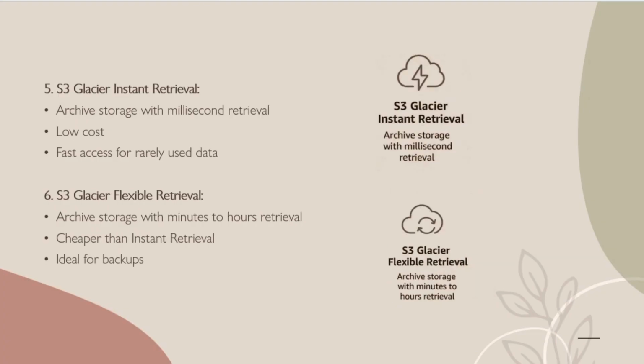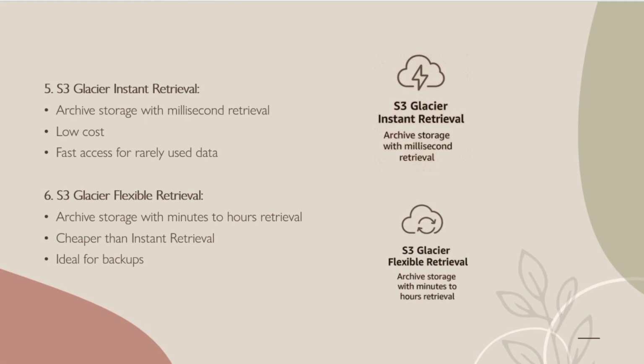And finally, we have the Glacier storage classes, and these storage classes are used for rarely accessed objects and are known as cold storage. It has three storage classes: S3 Glacier Instant Retrieval, S3 Glacier Flexible Retrieval, and S3 Glacier Deep Archive. All these storage classes are used for long-term data which is rarely accessed.